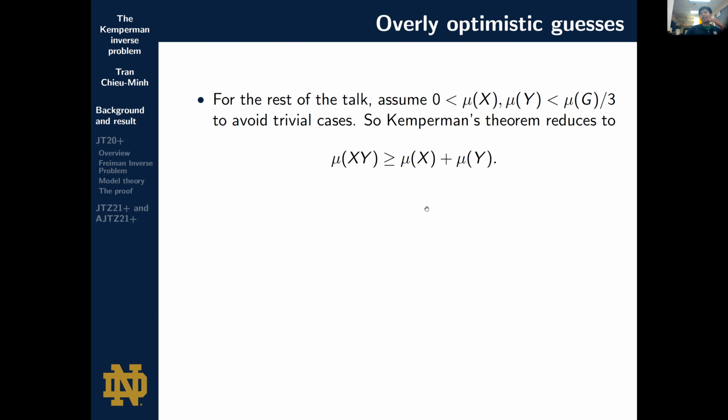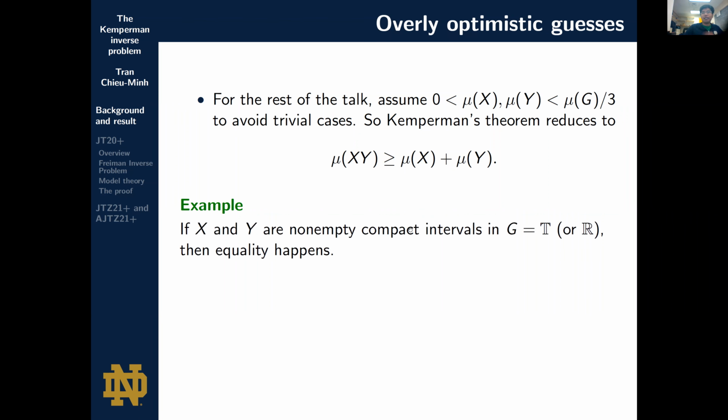So the most optimistic guess that you can think of is that the group G must be the real numbers and X, Y must be more or less intervals, right? But you can see immediately that this is not quite true. For instance, you can take G to be equal to the torus, and you can choose X and Y to be small intervals, right?